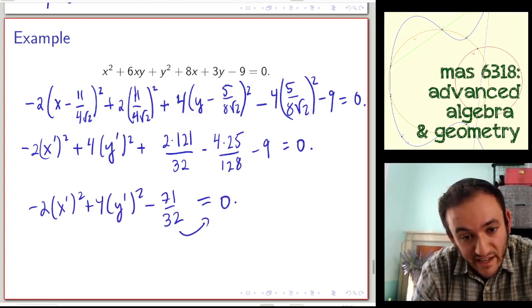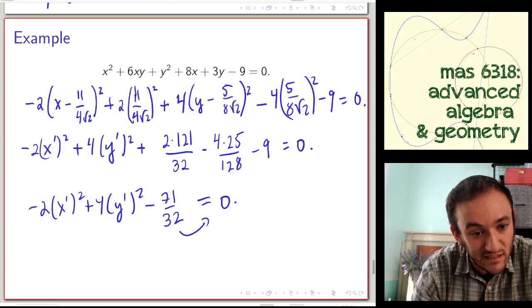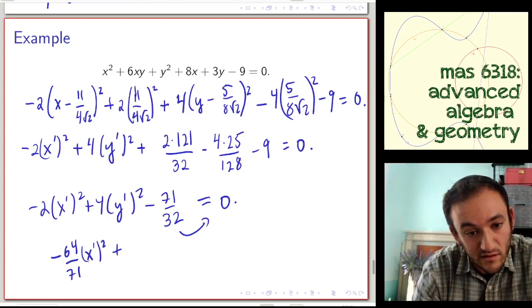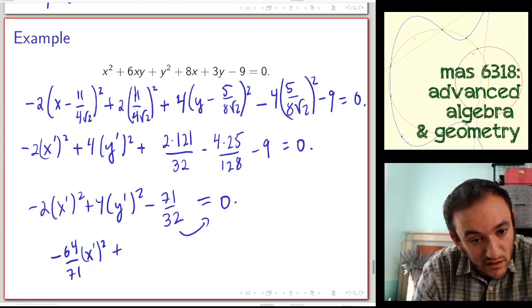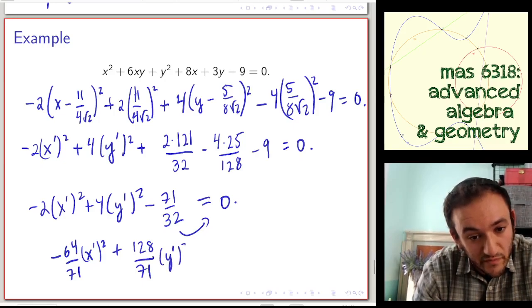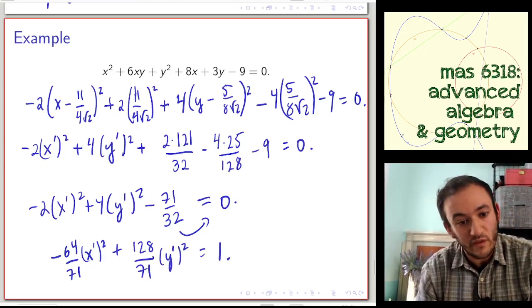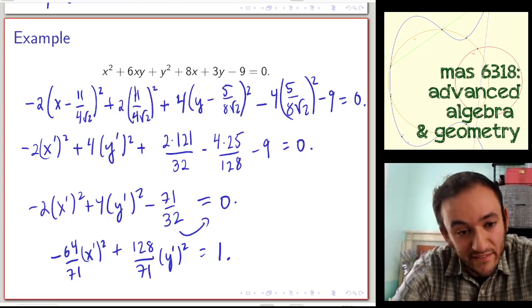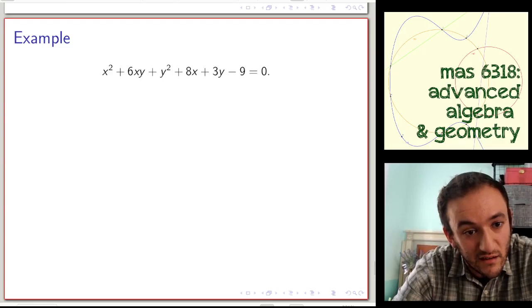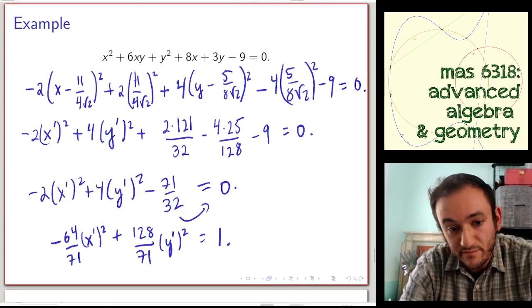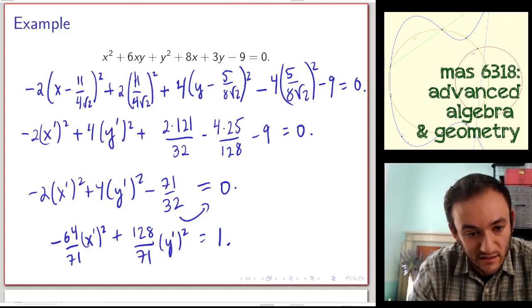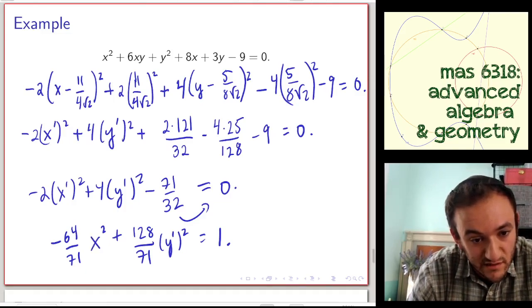We can move this to the other side and then normalize, and we'll get minus 64 over 71 x prime squared plus 32 times 4 is 128 over 71 y prime squared equals 1. Okay, so at this point we can see that what we're looking at is a hyperbola. And again, we'll just get rid of these primes because primes are ugly.